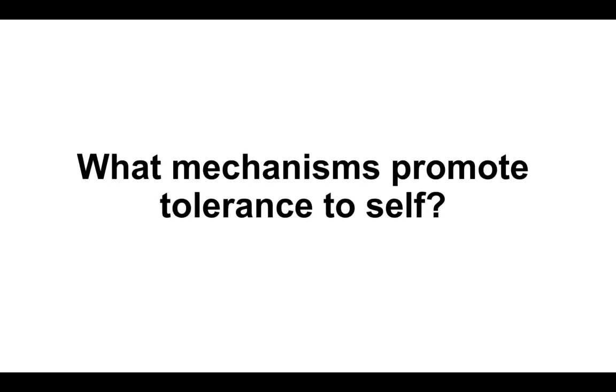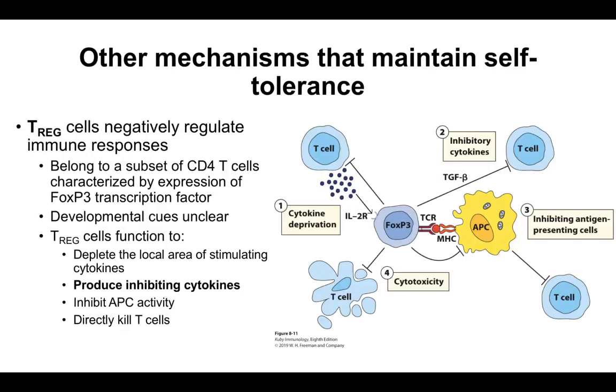What mechanisms promote tolerance to self? You can decrease cytokines, so depriving cells of cytokines can promote tolerance. There are cytokines that are inhibitory, such as TGF-beta, which can inhibit T cells from being activated. You can also have the inhibition of antigen-presenting cells and the killing of T cells, so cytotoxicity to the T cells. So there are multiple mechanisms to try to have your immune cells not respond to self-antigens and therefore be self-tolerant.